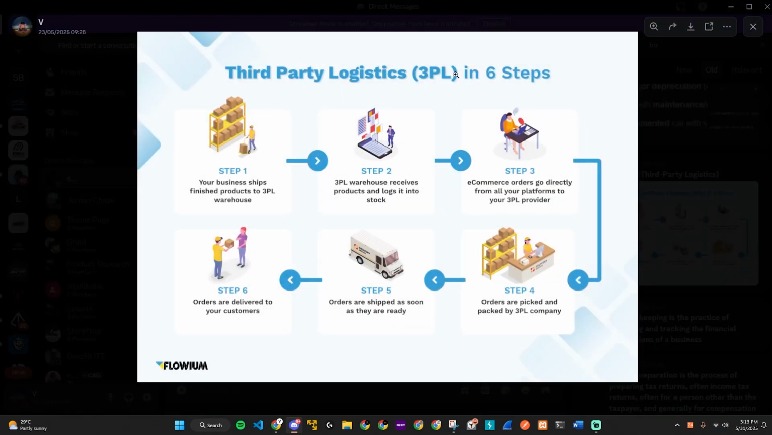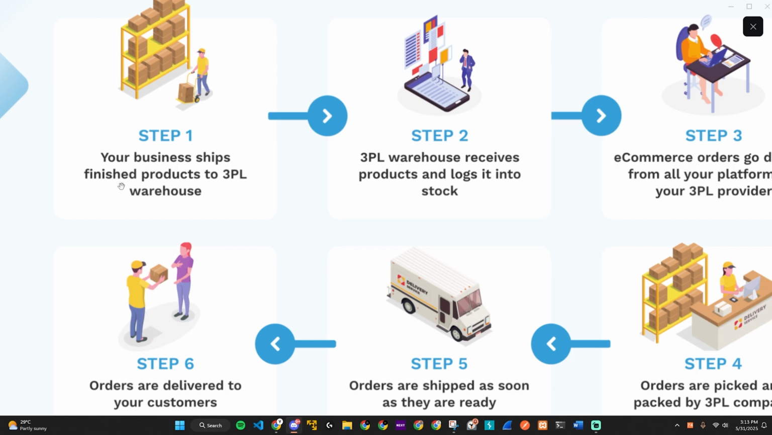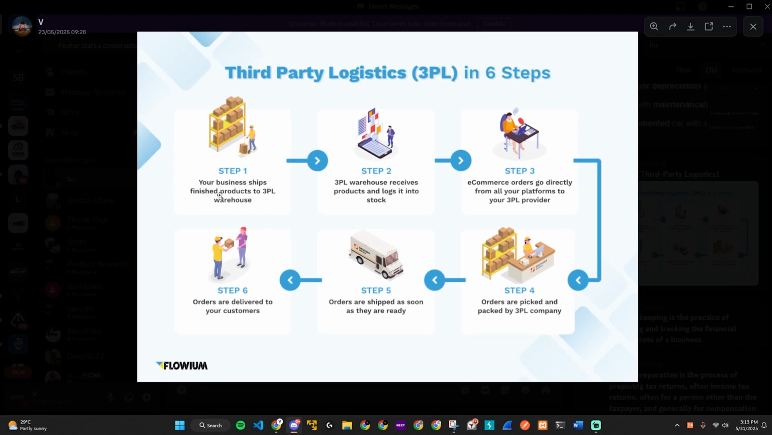(3PL), third-party logistics. Your business ships finished products to a 3PL warehouse, and the 3PL warehouse receives products and logs them into stock. E-commerce orders go directly from all your platforms to a 3PL provider. Orders are picked and packed by a 3PL company. Orders are shipped as soon as they're ready, and orders are delivered to your customers, right?